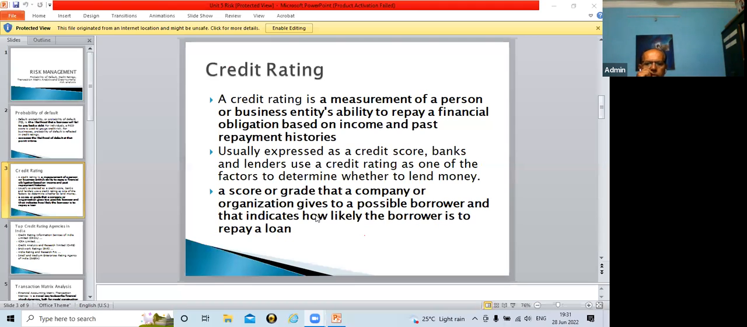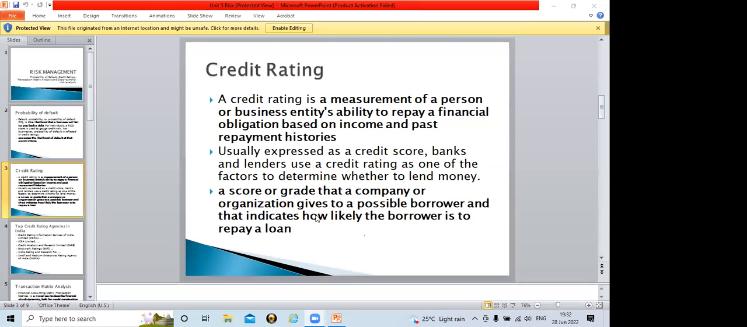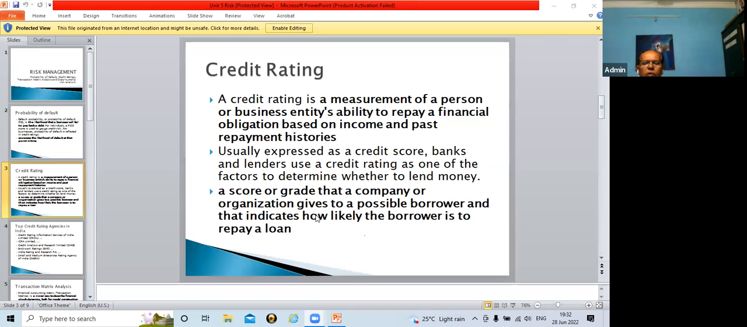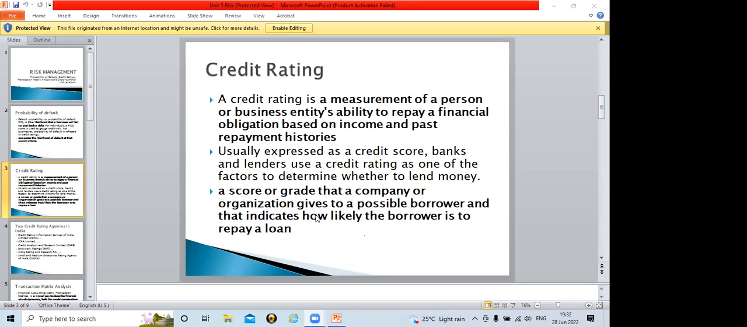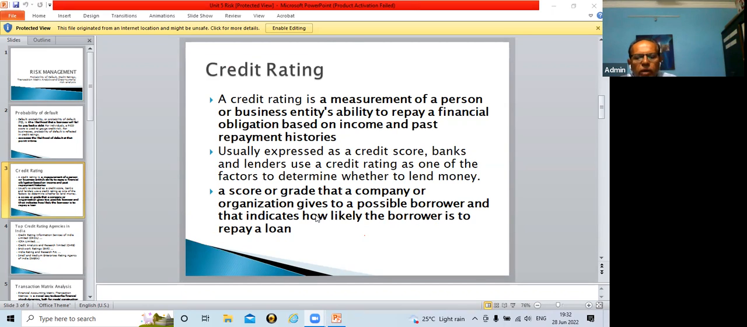Have you heard of NAAC, which also gives ratings to colleges? Yes, sir. So NAAC and NBA, what is their job? To rate a particular college, a particular course. Grade, correct, grade. To give a rating on the basis of grade.